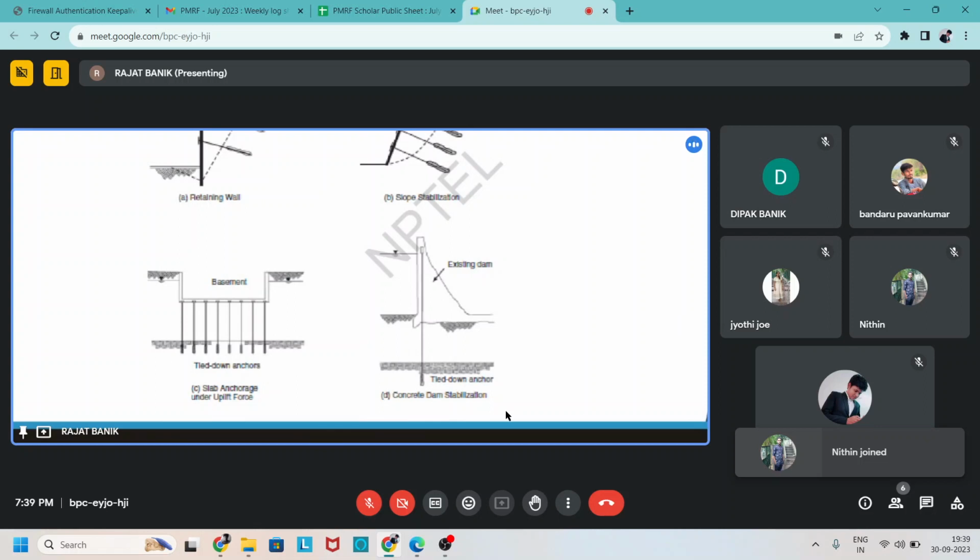the last one is for dam stabilization. To minimize the seepage, to stop the seepage, we apply this anchorage vertically at the face of the foundation, and due to this, the seepage below the concrete dam should be minimized, and we can reduce the uplift force on the concrete dam.